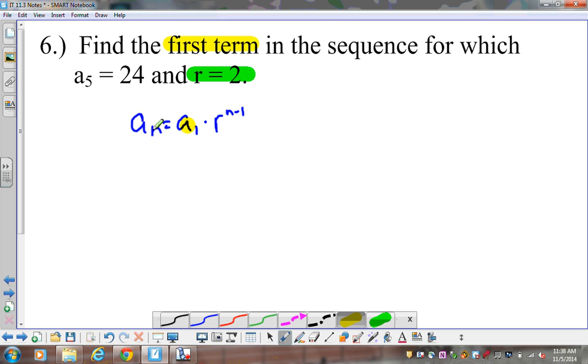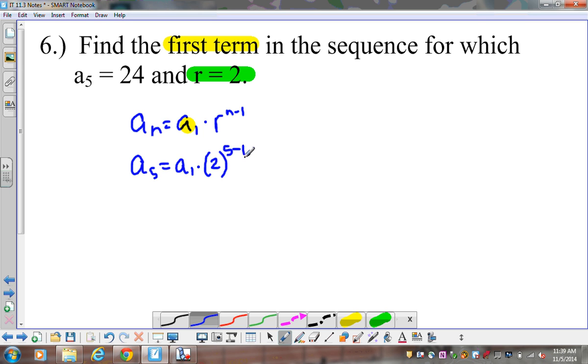So I'm not looking for a specific term. Now, they give me a specific term, so I want to use that. I want to use my common ratio to find my first term. They give me my fifth term, so I'm going to plug in a sub 5 equals my first term, which I don't know, that's what I'm looking for, times my common ratio, which is 2. Now if they give me my fifth term, that means my n value is 5.